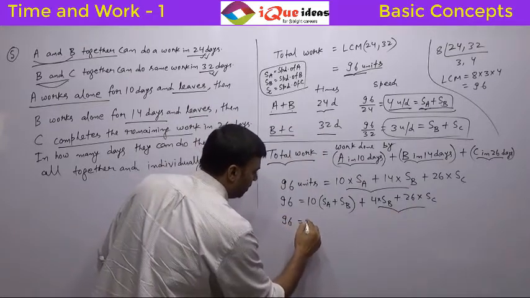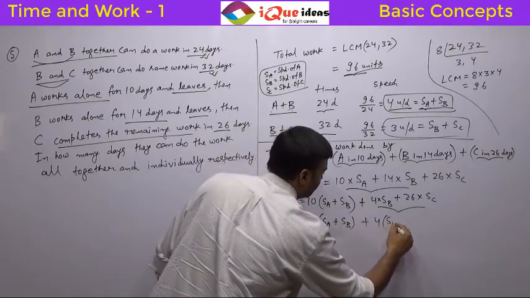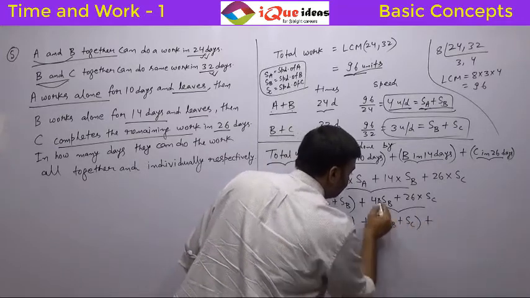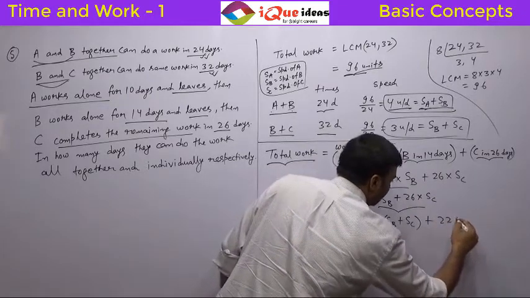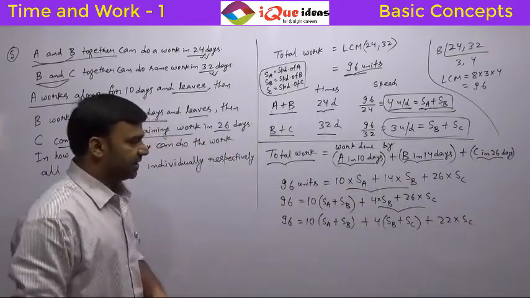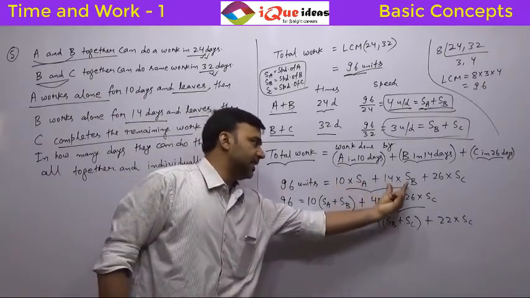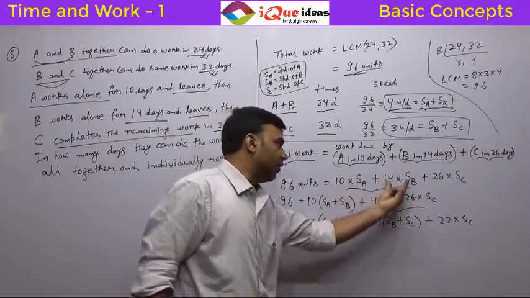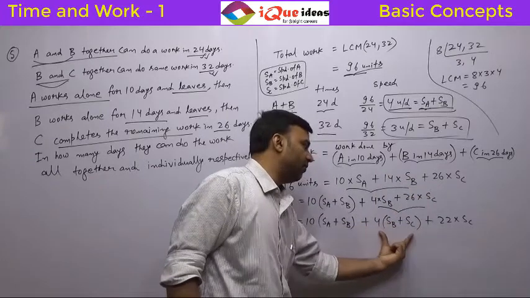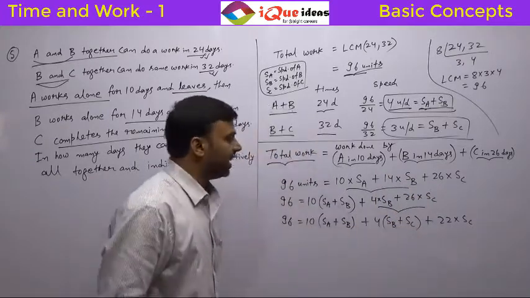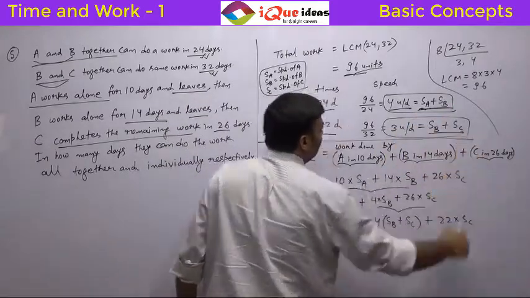So it is 96 equal to 10 times SA plus SB, plus 4 times SB plus SC. So how much will remain? 4 times SB is gone, 26 times SC, out of that 4 times SC is gone. So we have 22 times SC. Right? This is a simple rearrangement that we have done. 10 times SA plus 10 times SB is here. So this is gone. Out of this 10 is gone, so 4 is remaining. So out of this 4 and out of this 4, we combine them together to form 4 times SB plus SC. Why are we doing that? Because we don't have the individual value. We have the combined value of speed of A and B. We have the combined value of speed of B and C.